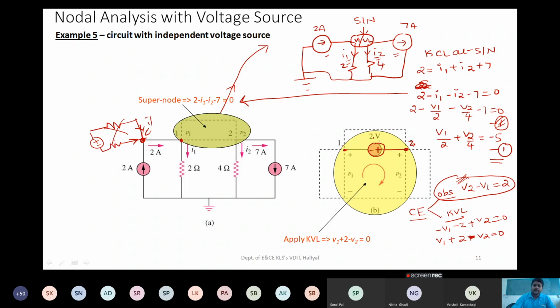These are the steps we need to follow, and according to this we have to solve the given circuits. Okay, is that clear? If you have any questions, you can ask.